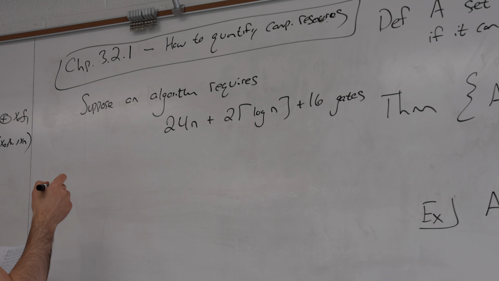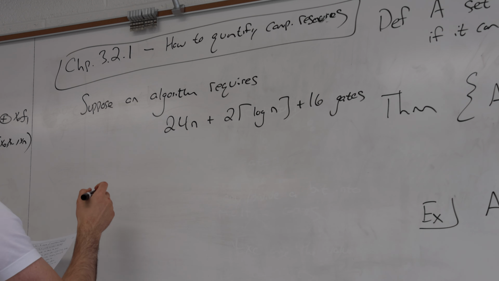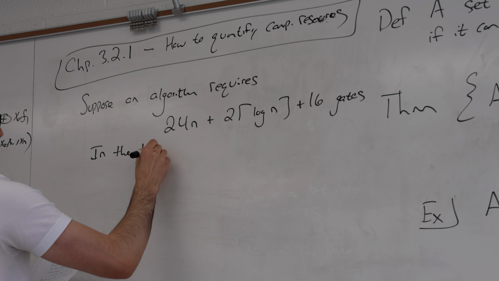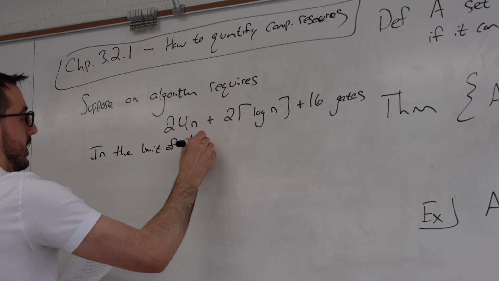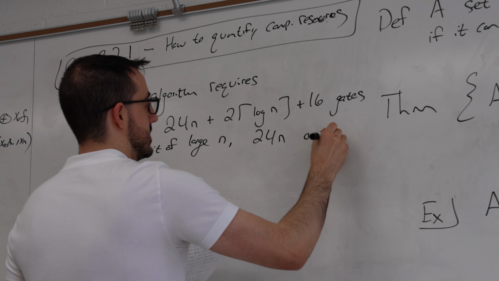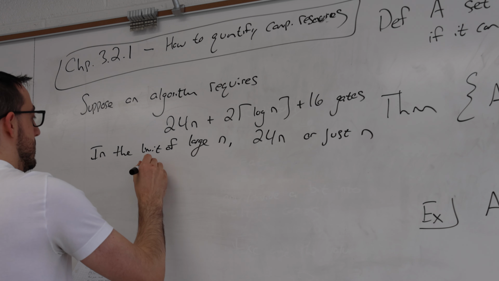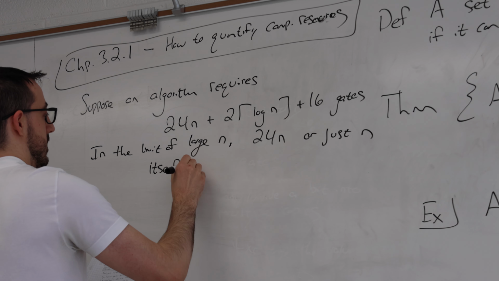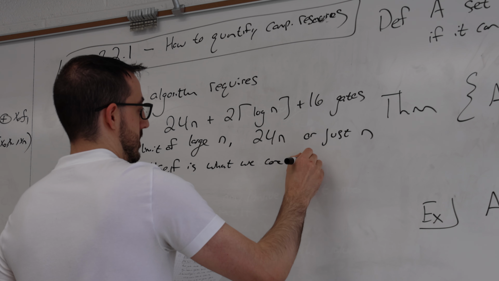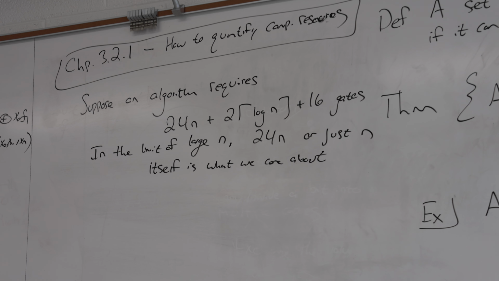So we want some notion to capture this. In the limit of large n, which we often care about, 24n, or just n itself, is what we care about. And so we want to have some notion to capture this. So we have some definitions. We're going to use big O notation.